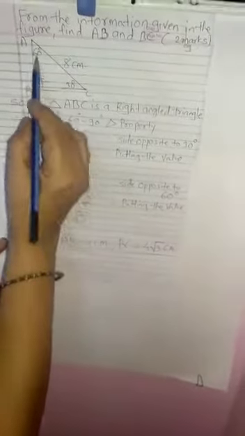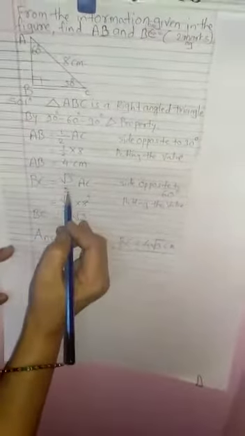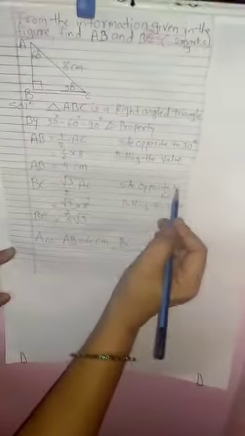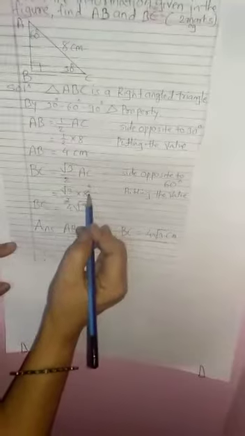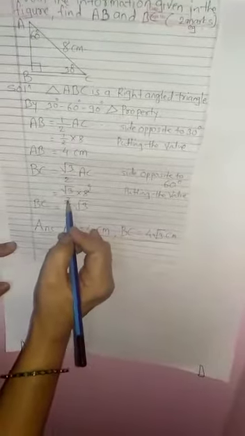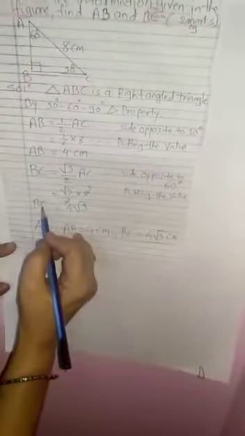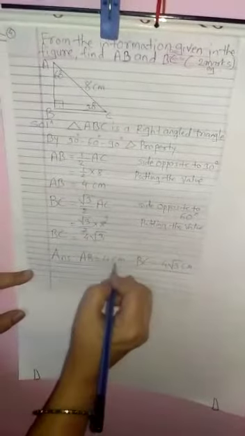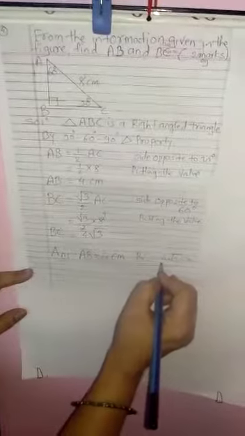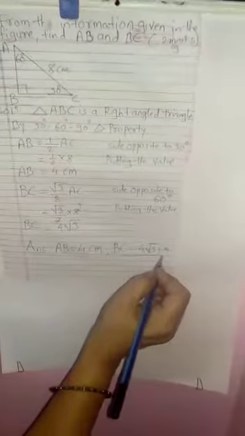BC, which is the side opposite to 60 degree, is root 3 upon 2 AC, by the side opposite to 60 degree property. Putting the value, root 3 upon 2 into 8 and simplifying, 2 ones are 2, 4 twos are 8. Length of BC we are getting 4 root 3. Answer, AB is equal to 4 centimeter, BC is equal to 4 root 3 centimeter.